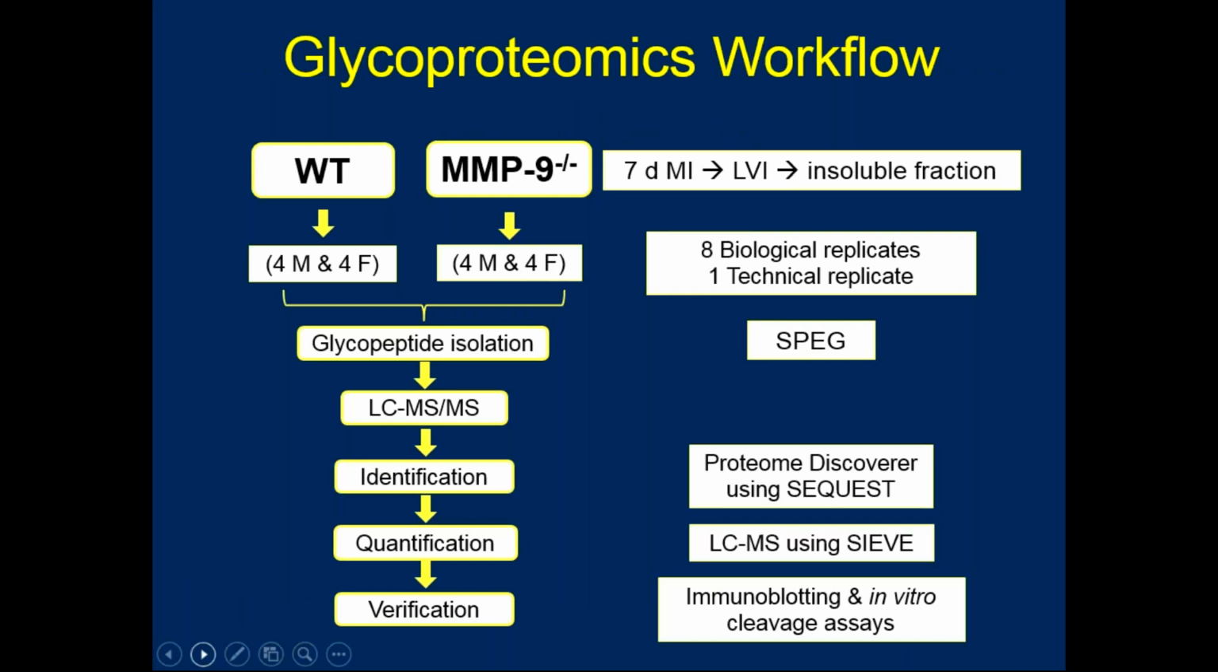So for our glycoproteomics, we took both wild type and MMP9 null, for male and for female. These were the day 7 MI infarcts that we then fractionated into an insoluble fraction.